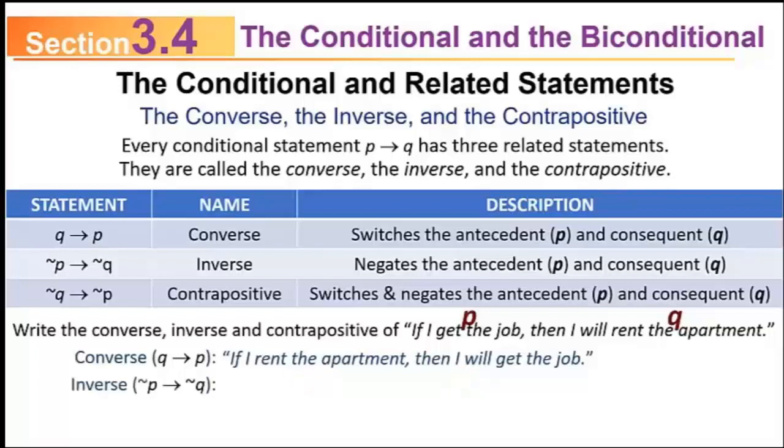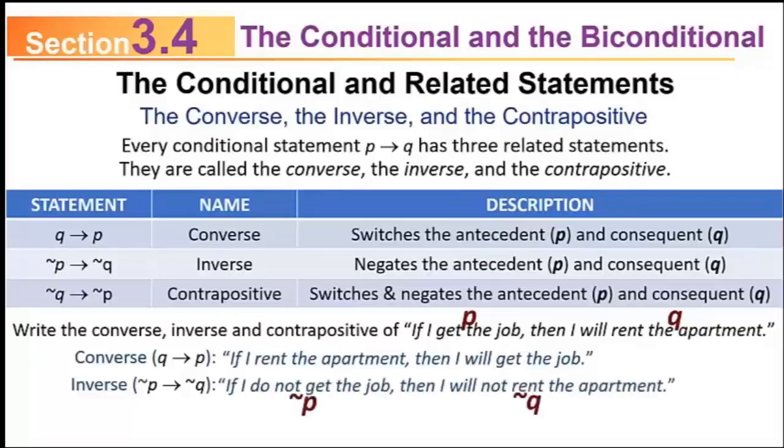How about the inverse? The inverse does not switch, but it negates both. So if P is I get the job, the negation would be I don't get the job. And if Q is I will rent the apartment, the negation would be I will not rent the apartment. So the inverse of the original statement, if I get the job, then I will rent the apartment, is if I do not get the job, then I will not rent the apartment.